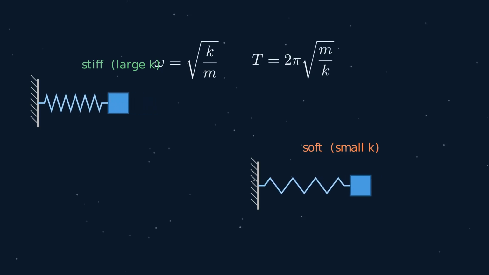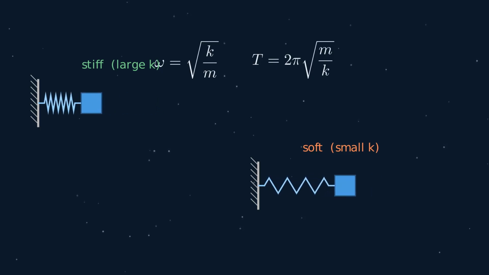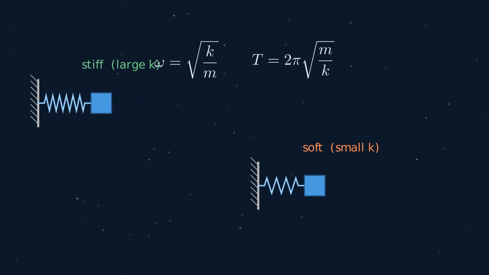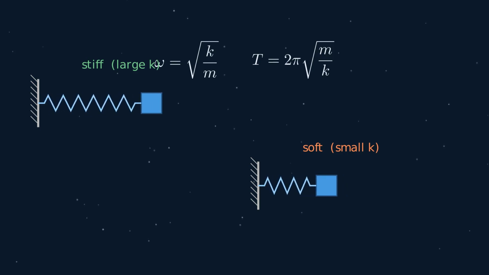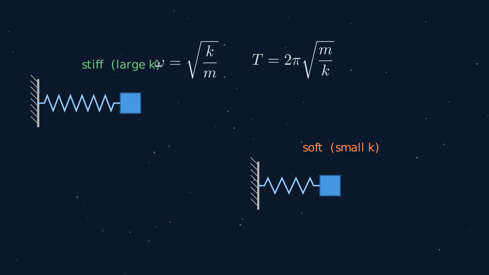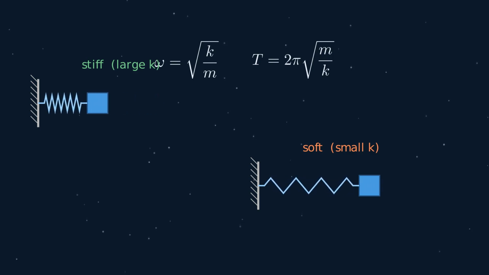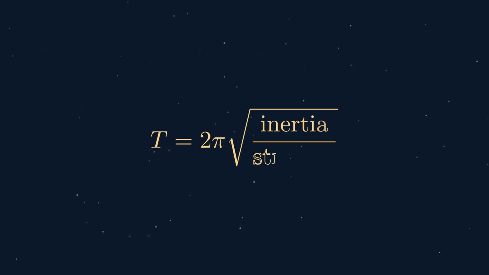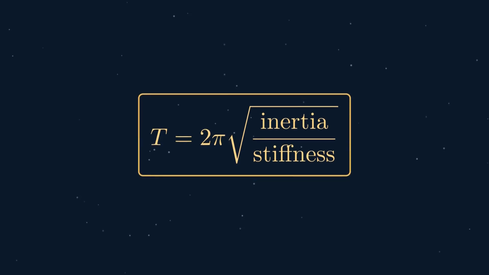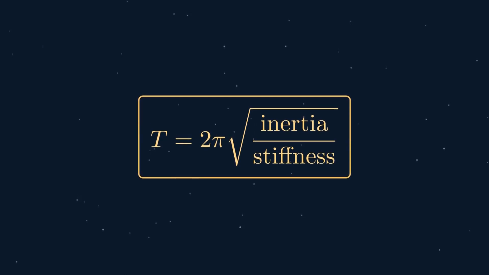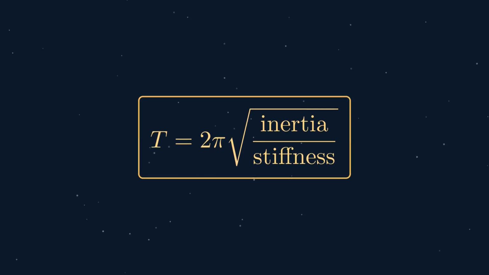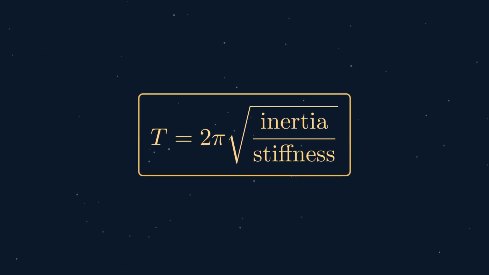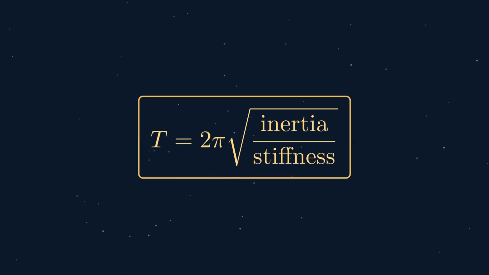See it directly. Two identical blocks, the left on a stiff spring, the right on a soft one. Released together, the stiff spring completes its cycles well before the soft one. Stiffness wins the race. And this is the master key to the whole chapter. Whenever a displaced system feels a restoring force in proportion to the displacement, its motion is simple harmonic. Find the effective stiffness, find the effective inertia, and the period drops straight out.